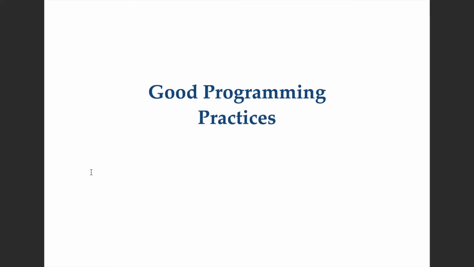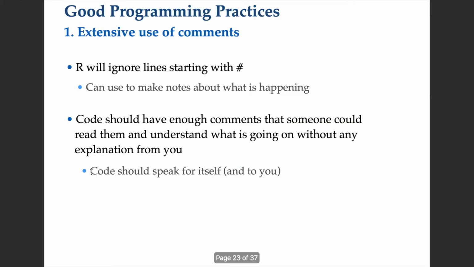Just some good programming practices. There are a few things to think about. First of all, you should use comments extensively in your R code. You can do this because R will ignore lines that start with a pound sign, so you can use that to make notes about what's happening. Your code should have enough comments that someone could read them and understand what your code is doing without any explanation from you. So your code should speak for itself and to you, right?